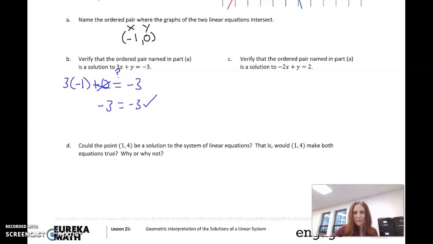How about this right here? Negative 2 times my x, which is a negative 1, plus my y, which is 0. Does that equal 2? Well, adding 0 on doesn't do anything. Negative 2 times a negative 1, negative times a negative is a positive, and it works. So, could the point 1, 4 be a solution? Would it make both equations true? Well, remember, this is our x value and this is our y value.